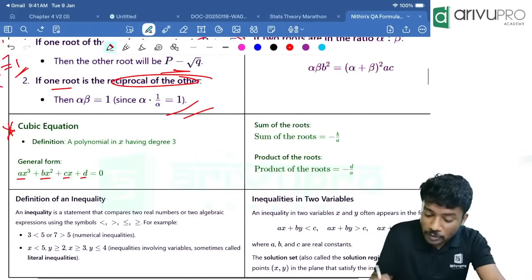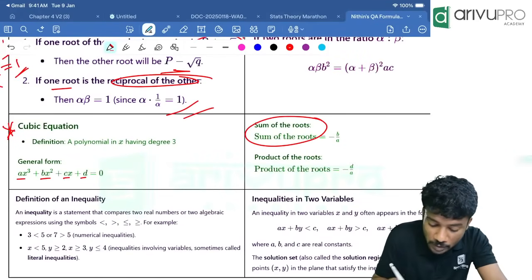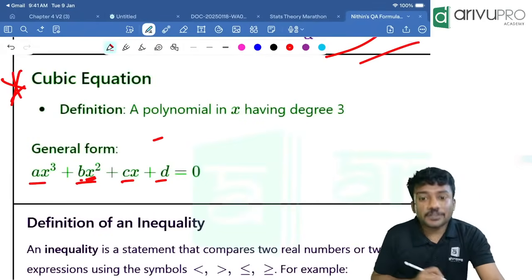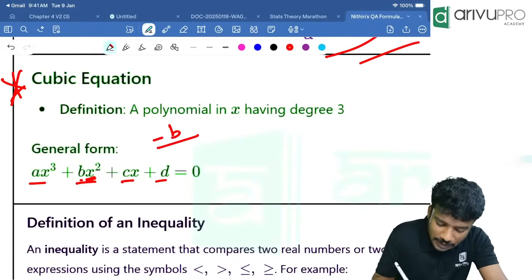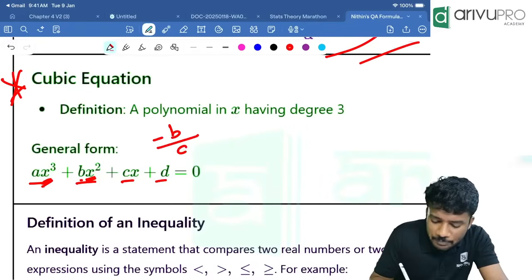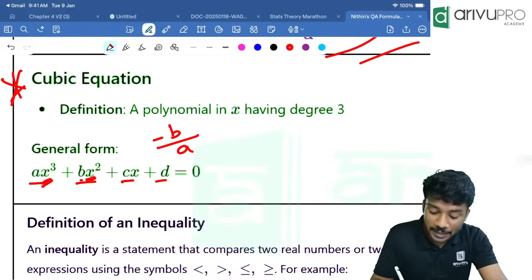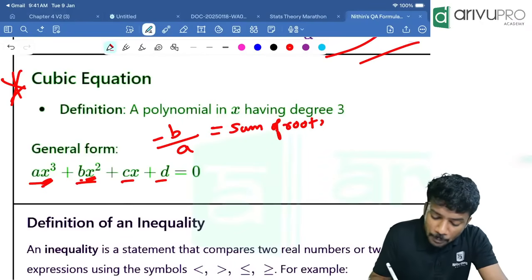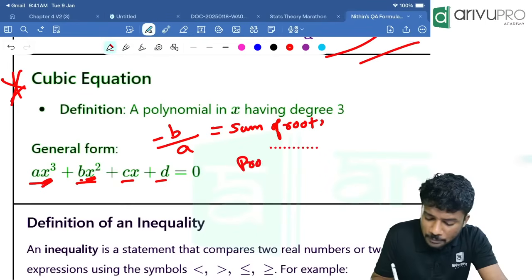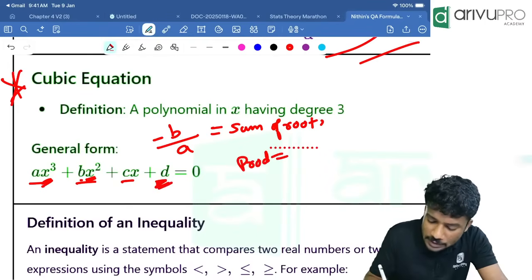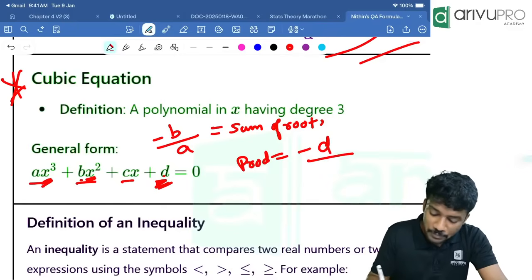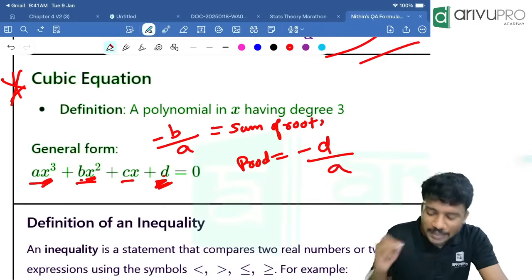People, you know how to find the sum of the roots of a cubic equation? That is nothing but minus coefficient of x square, that is, minus b divided by coefficient of x cube. So minus b by a is the sum of roots. Then product is what? The product is nothing but minus of the constant term, what is over here? d divided by coefficient of x cube, that is a.